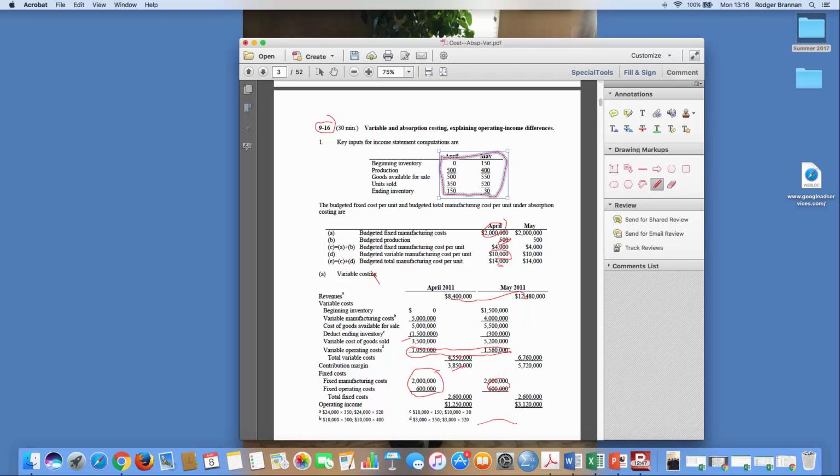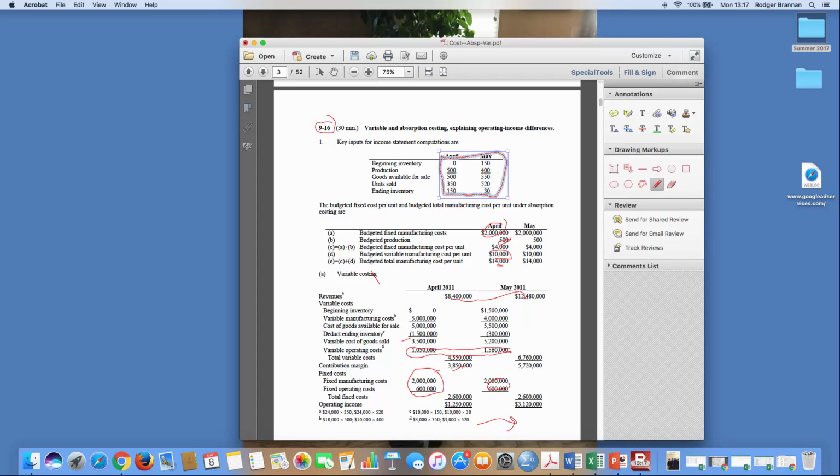The other thing that's consistent is that I know that my sales are increasing from 350 to 520. And so again, it's not always going to be proportional, but I'm seeing as my sales go up, my operating income is going to go up. Now, you will always see that with variable costing. That's not always going to be the case with absorption costing. But variable costing, you guys have done plenty of times.